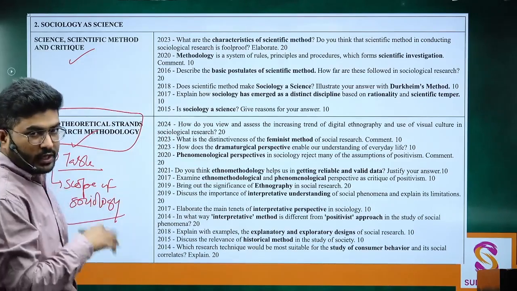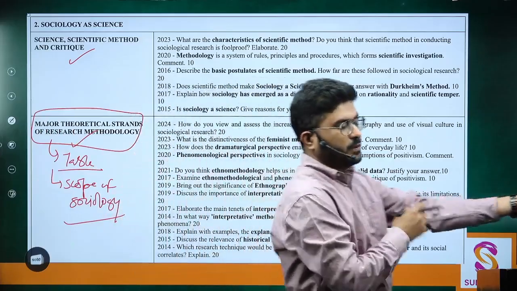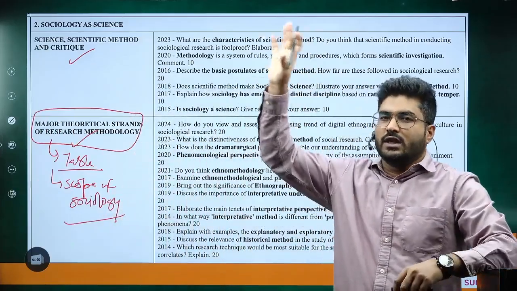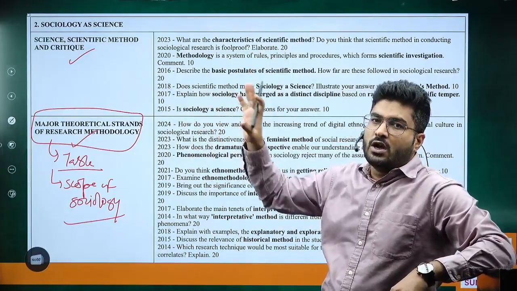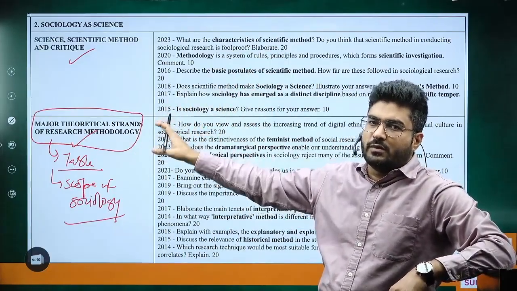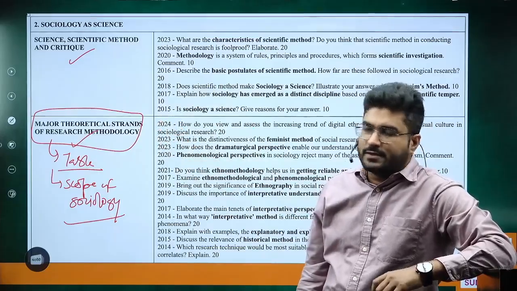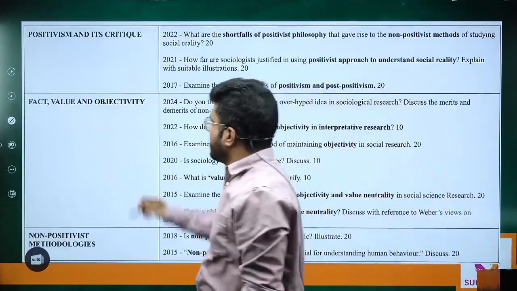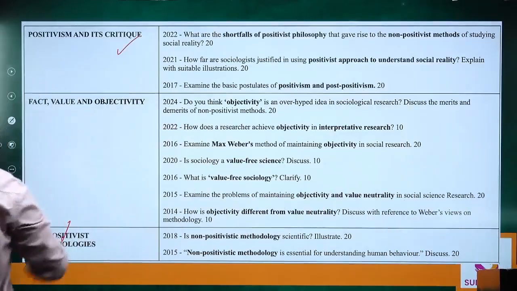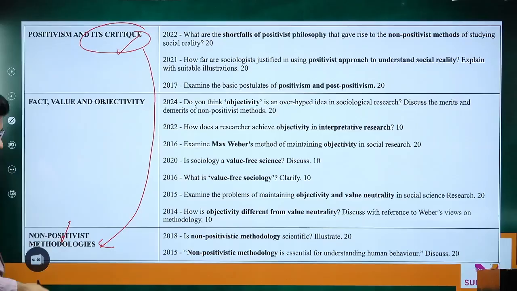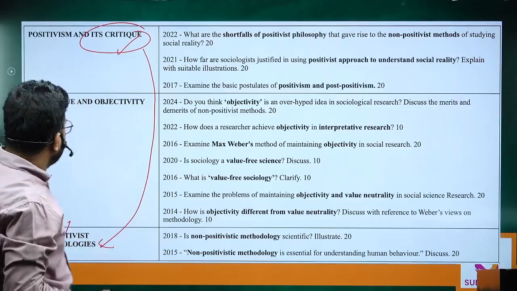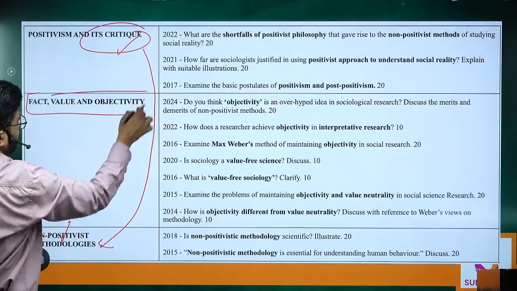Today again I will be showing you a different table where we will try to analyze and comprehend the information we need from the different dimensions of this particular chapter on one page, so that it will be easier for us to revise. The next is positivism, its critique and non-positive methodologies. When you talk about its critique, it is nothing but non-positivist methodologies. Then the last is fact, value and objectivity.